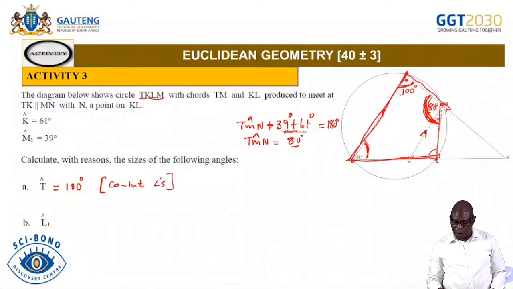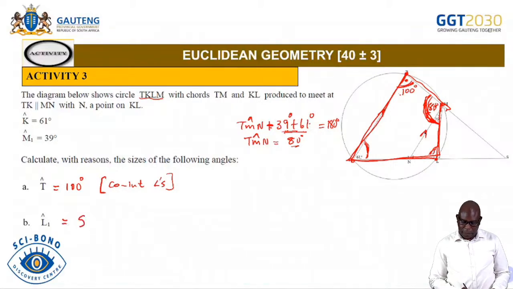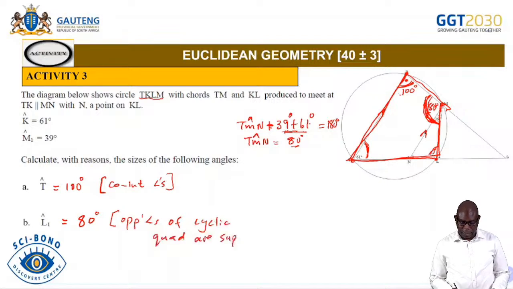That is a cyclic quad. So for me to get this angle L1, I must add it to this to give me 180. So that angle there will be 80 degrees. The reason is that opposite angles of a cyclic quad are supplementary. So I'll have this angle as supplementary. Therefore this angle is 80.